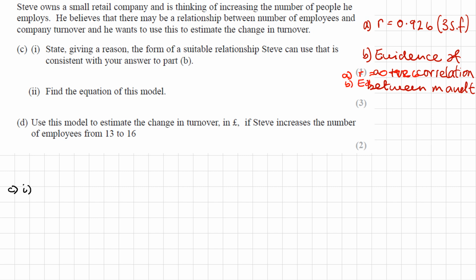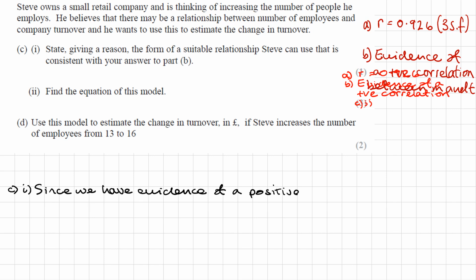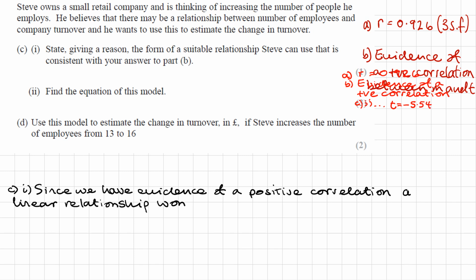Now I would say that since we've got evidence of a positive correlation, in fact it looks like a strong positive correlation, a suitable relationship would be a linear one. Since we did that hypothesis test, we got some evidence of a positive correlation. A linear relationship would be suitable.